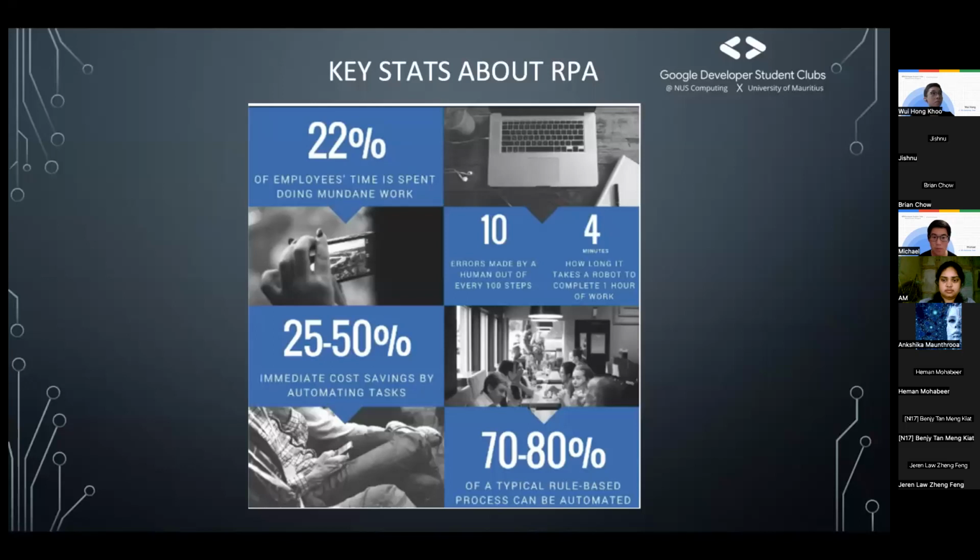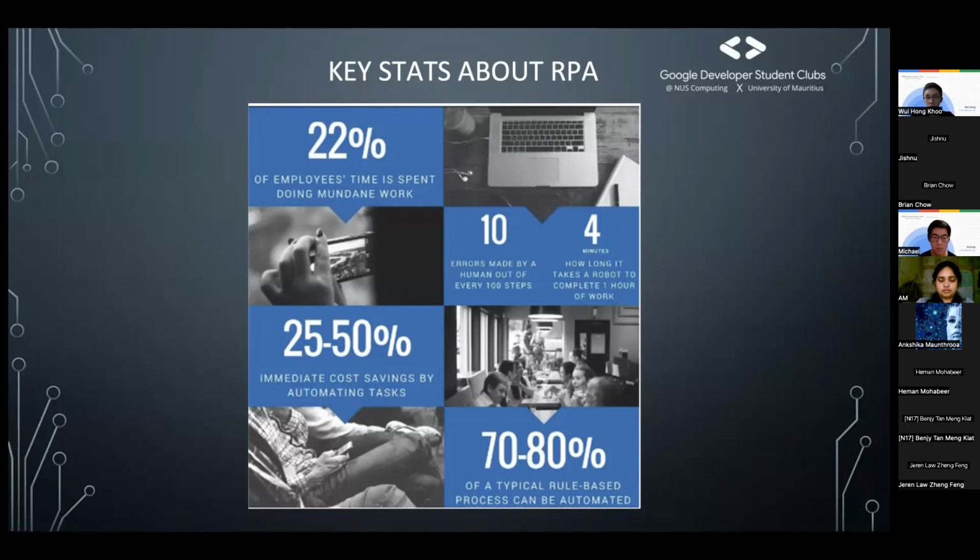If you look at some key stats about RPA, you will see that 22% of employees' time is spent doing mundane work, that is, repetitive tasks. In fact, in my company where I used to work, you had lots of data entry operators doing the same job over and over again. Every day they would come into their office, log into the portal and enter information from an Excel sheet into that portal. This was tedious for them because they were prone to mistakes, fatigue, and so on.